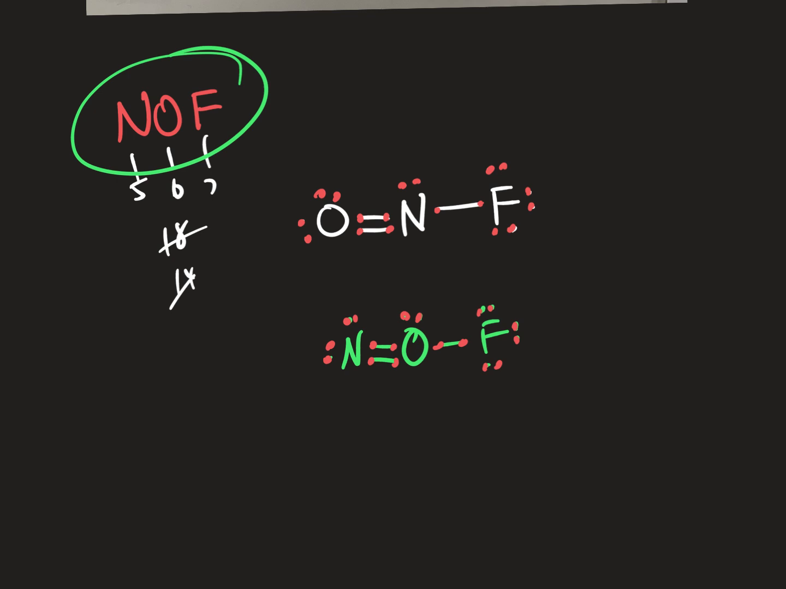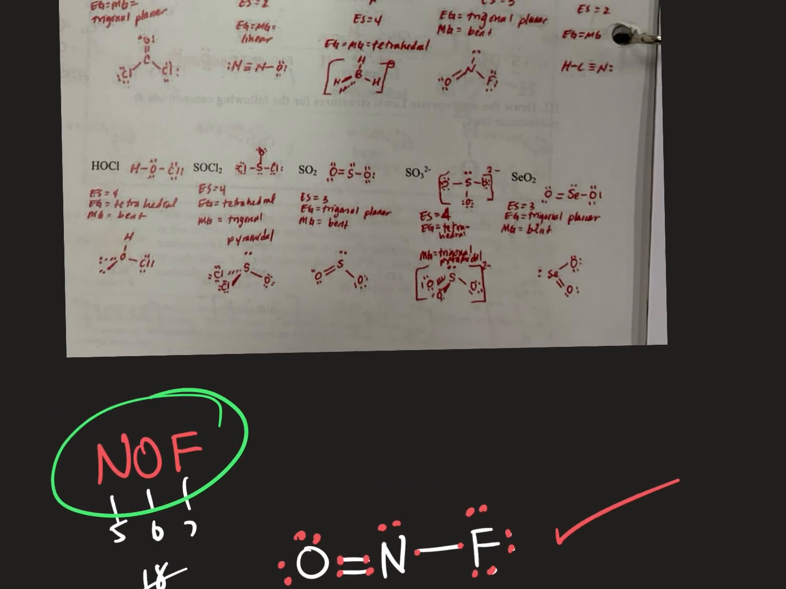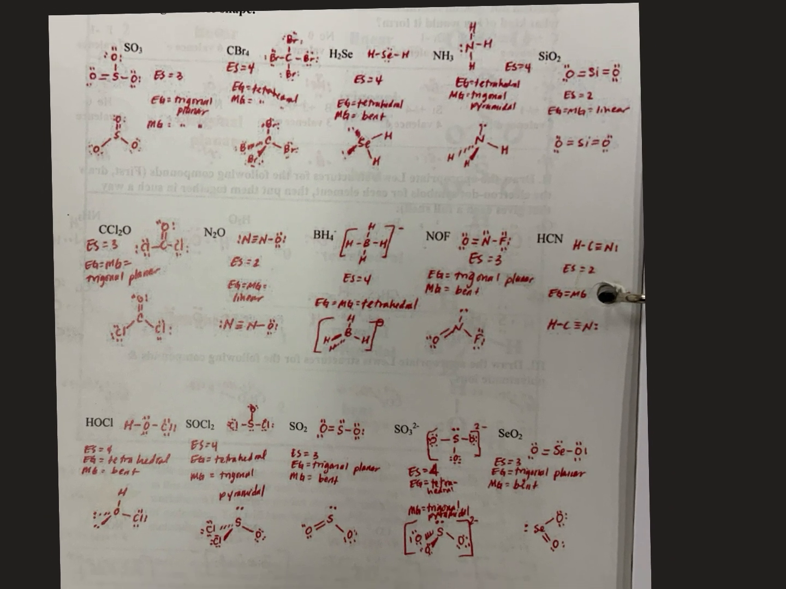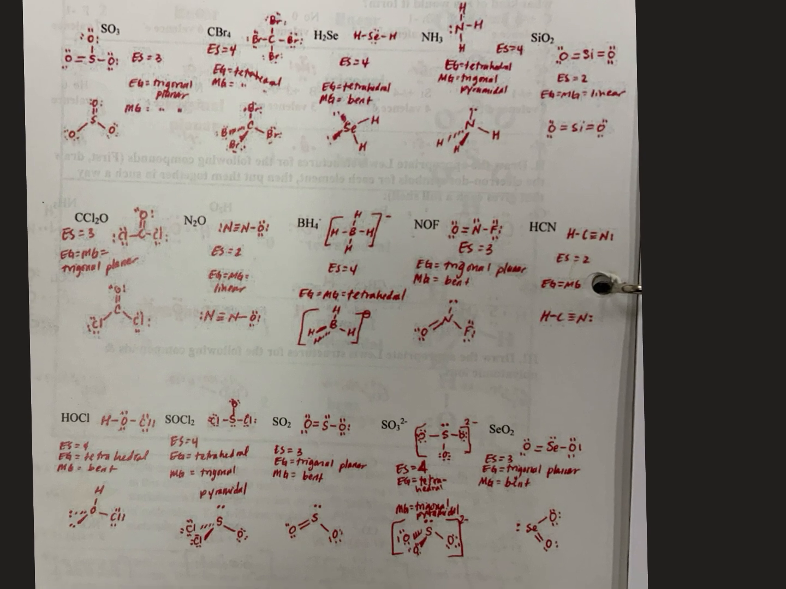Which one's more favorable? The top one. Does that make sense? But again, if we just follow that, the least electronegative, that's the one. Good? Is that what my answer key says? Yeah, okay.